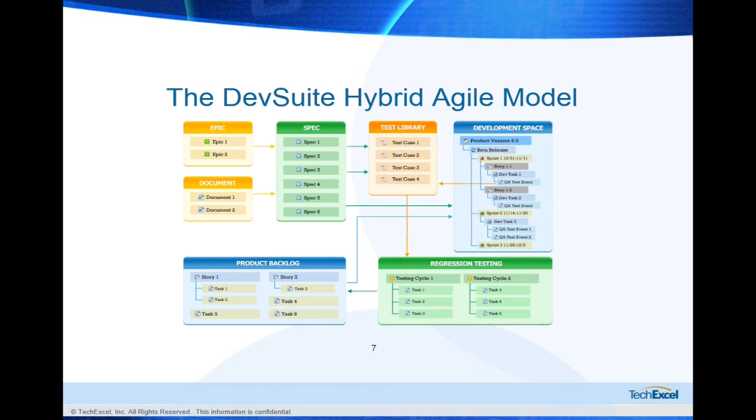And each story could drive one development task or multiple tasks. And under each development task, DevSuite allows you to create a QA test event. The QA test event serves the purpose of picking up the right test cases or developing the test cases by the joint QA members of an agile team, or the programmer sometimes.